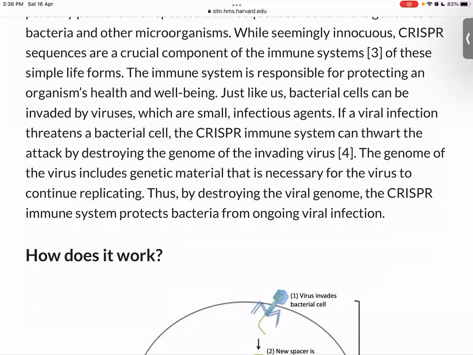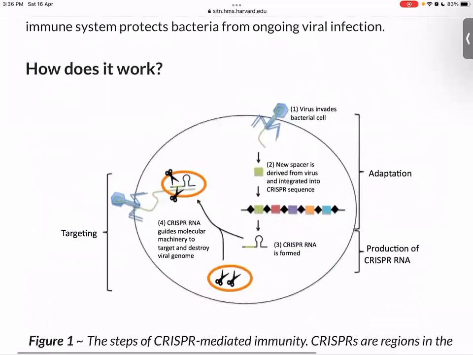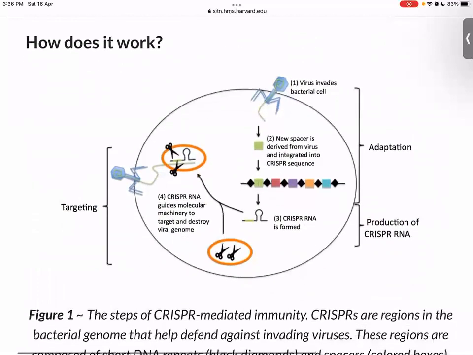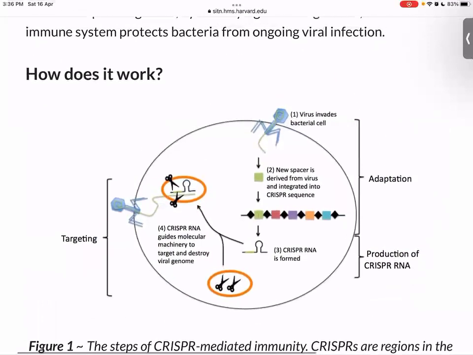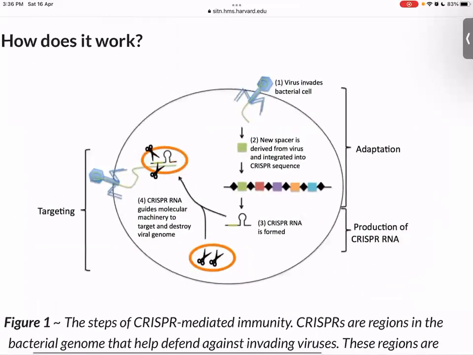This repetitive sequence of DNA, which is found inside the bacteria themselves, will directly target the viral genome. It will break down the viral DNA and protect the bacteria from the ongoing viral replication and infection. Let's look at this simple concept map about how the CRISPR works in the body of a bacterium. And then we'll be utilizing this technique and applying it to some different situations, right?